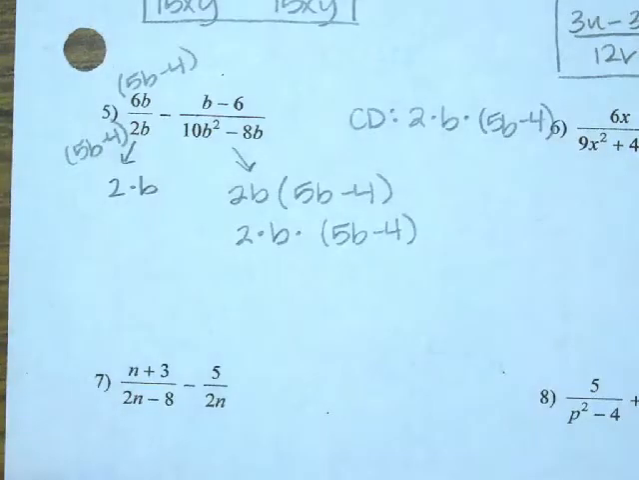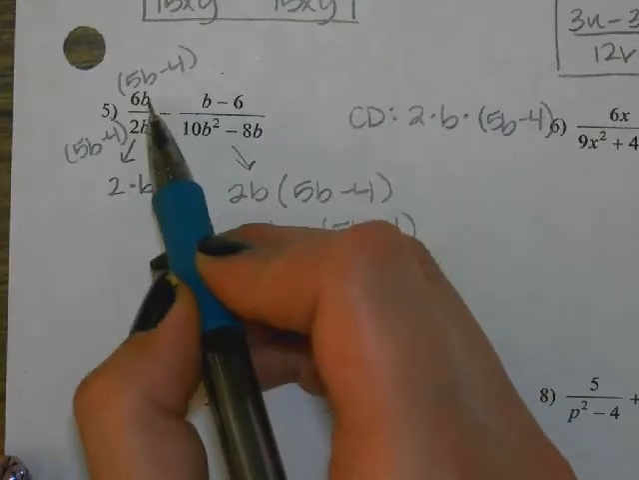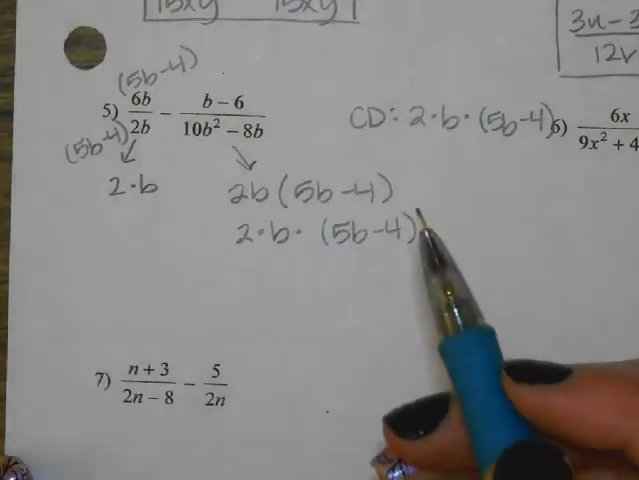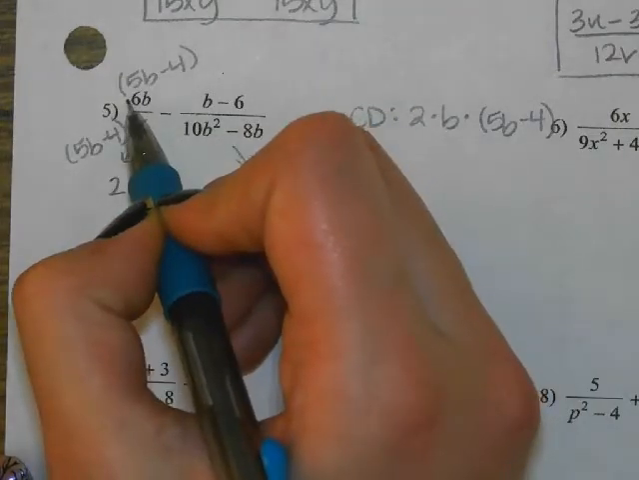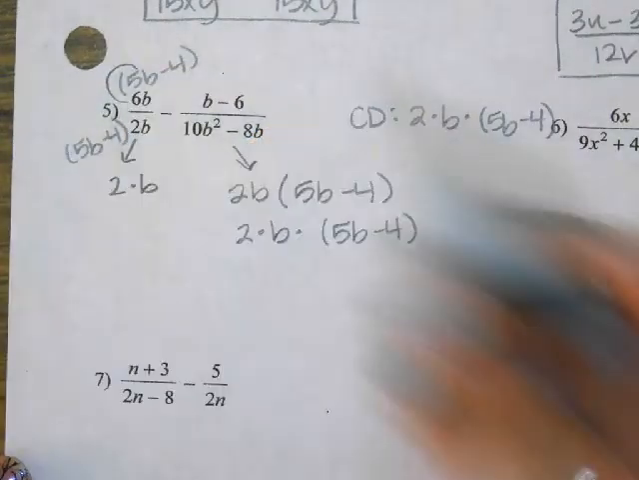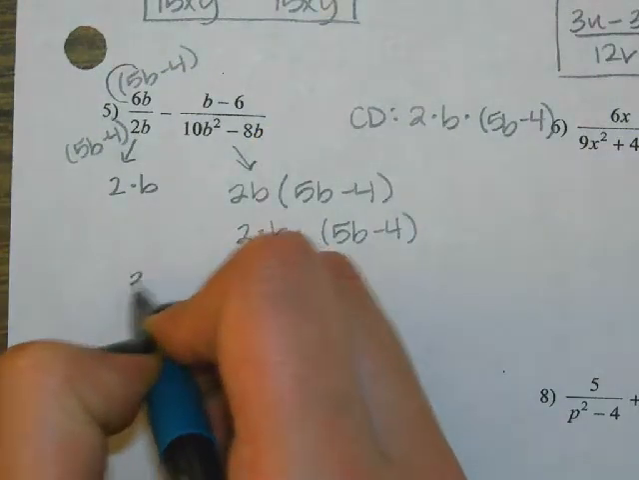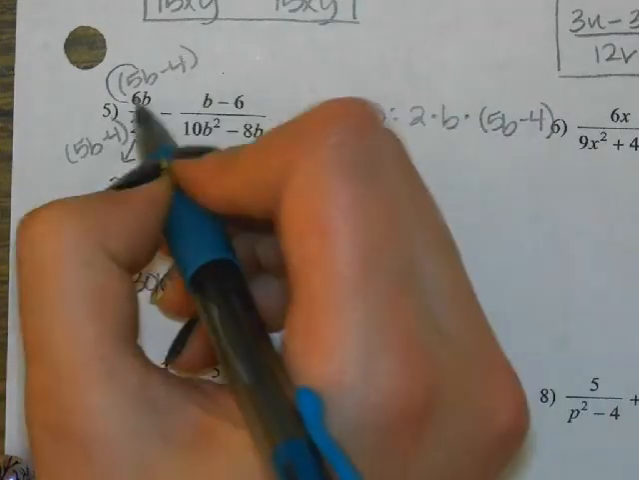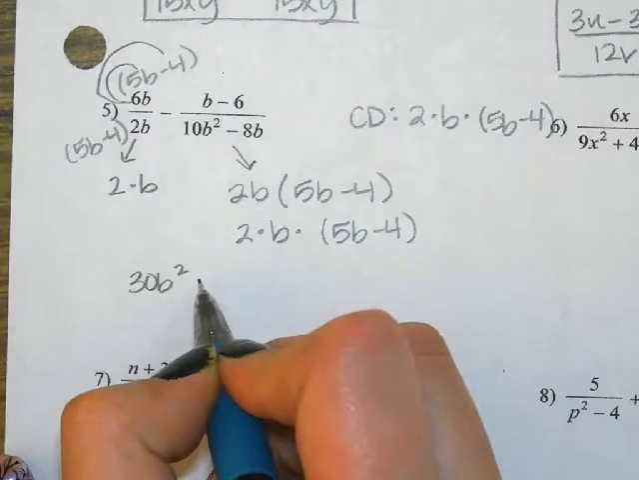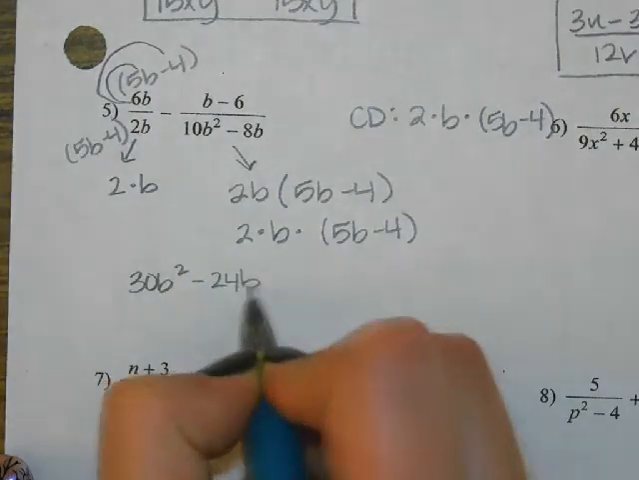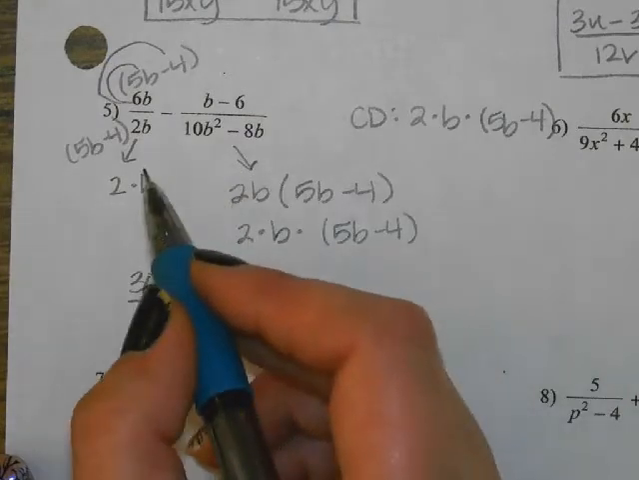Okay. So for the first fraction, we have a 6b that's being multiplied by that group, and we have to make sure that we take the 6b and we distribute it. So 6b times 5b, 30b squared. And then 6b times negative 4, negative 24b, good. And then the bottom we're going to leave as the factored form.